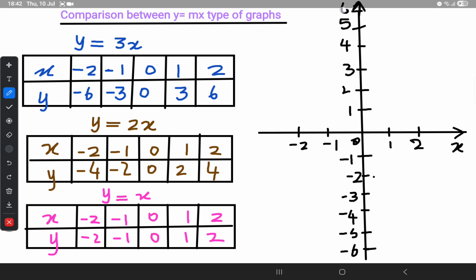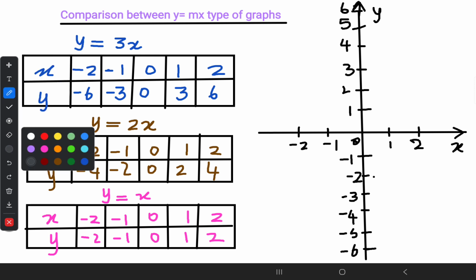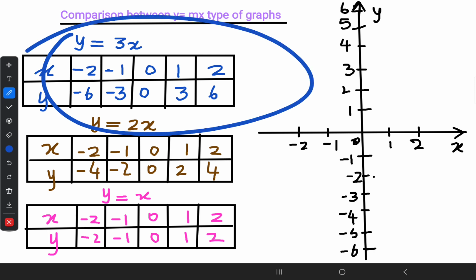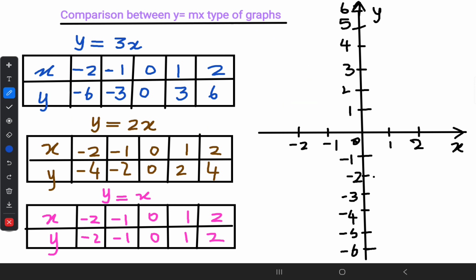Okay. Then the labeling of the graph. All the coordinates were marked. Thereafter, this is our x-axis and this would be our y-axis. That's simple. Now, first of all, we are going to mark the coordinates for our first graph. What is our first function? y equals 3x. When x is negative 2, y would be negative 6.